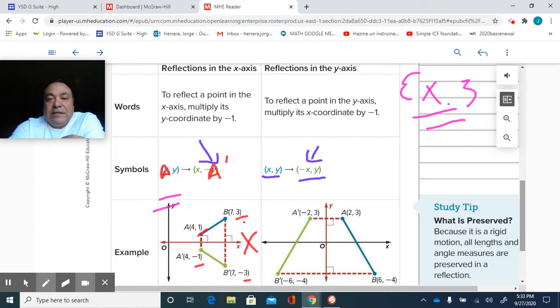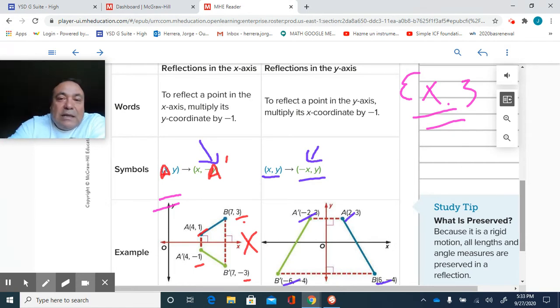And you can see, if you look at the pre-image, which is the blue right there, this 2 is multiplied by -2, and this 6 is multiplied by -6. It's really, really simple, guys. You just need to remember which is which. If you reflect across the x-axis, you multiply the y coordinate by -1. If you reflect across the y-axis, you multiply the x coordinate.